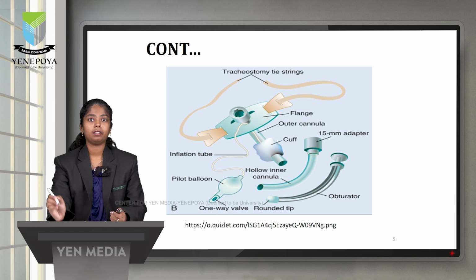This is the inner tube. The inner tube consists of a 15 mm adapter at the proximal end. The inner tube prevents the secretion and blood and facilitates the proper way for the insertion of the tracheal tube. And this is the obturator. The obturator has a rounded tip at the distal end. The obturator is used to prevent the kinking of the tracheostomy tube.